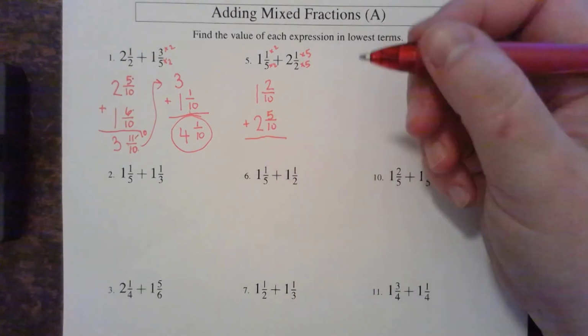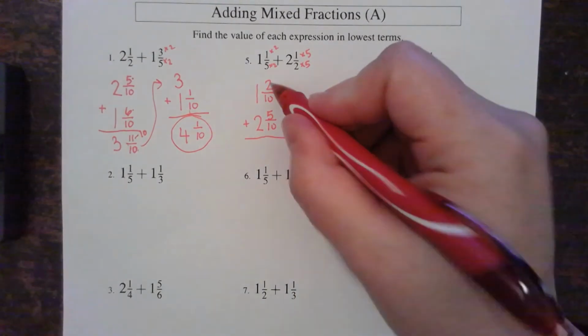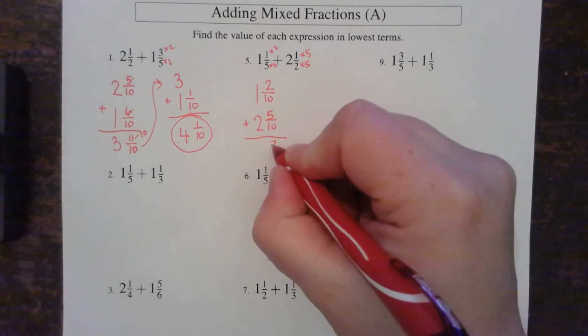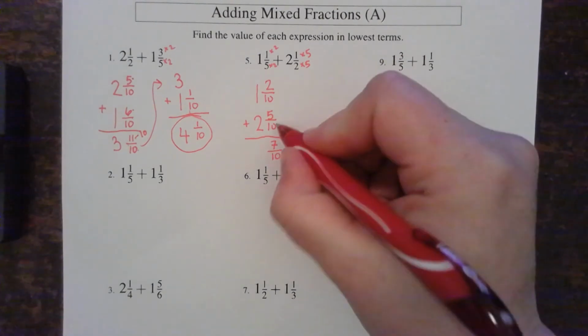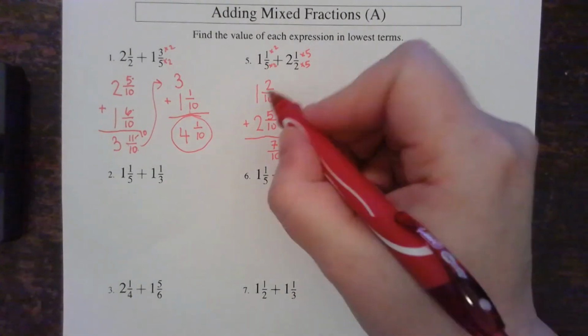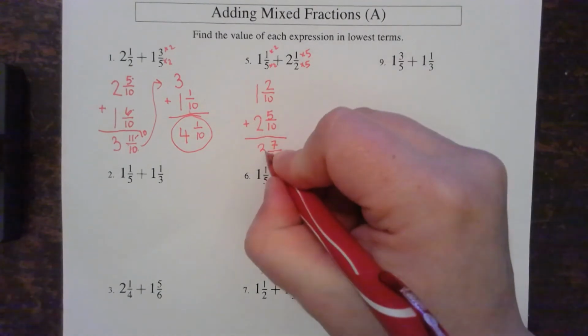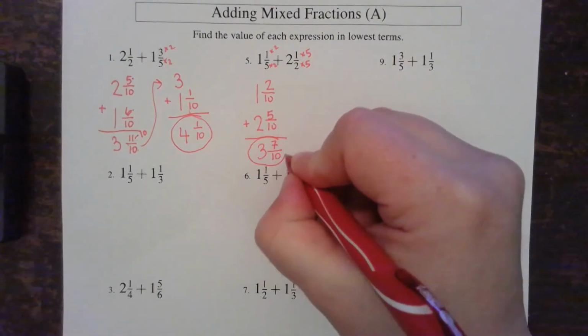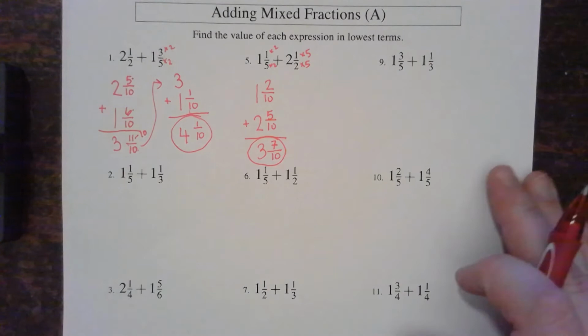All right, now it's just easy addition. 2 plus 5 is 7 over 10, because common denominators allows me to drop it. 1 plus 2 is 3. So your answer is 3 7/10.